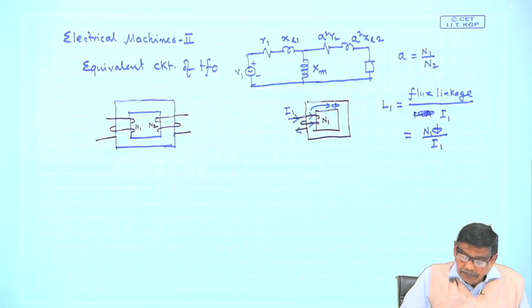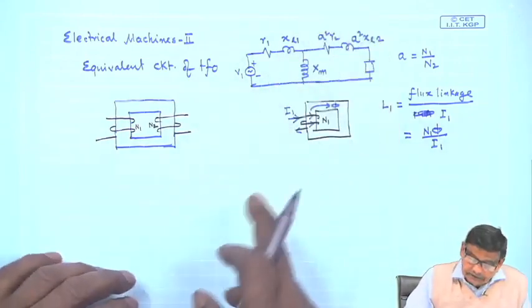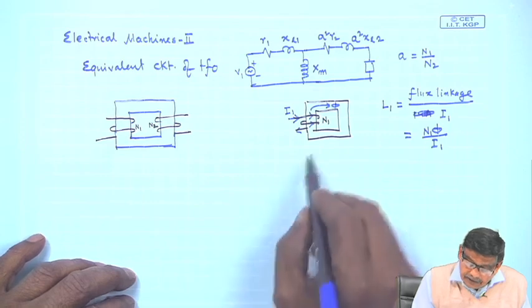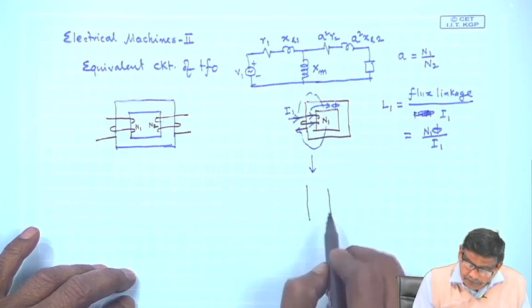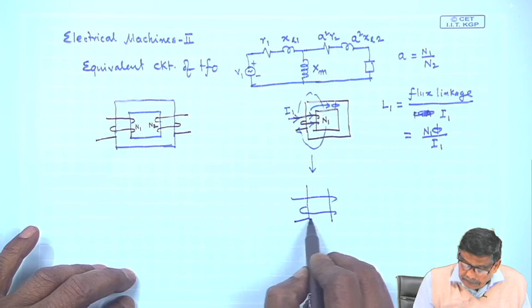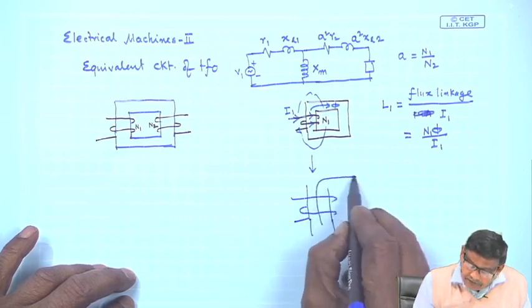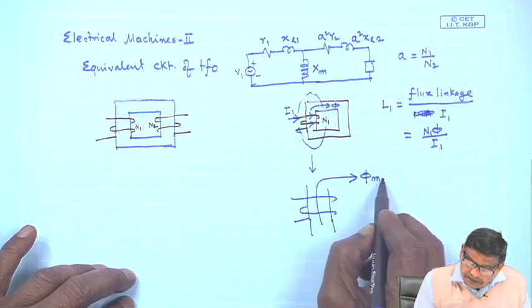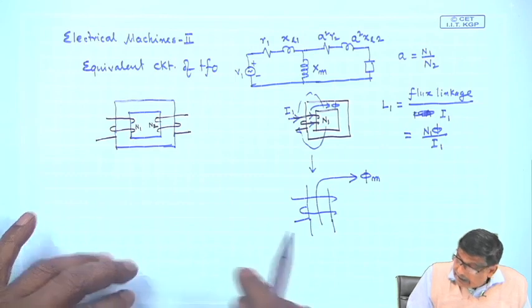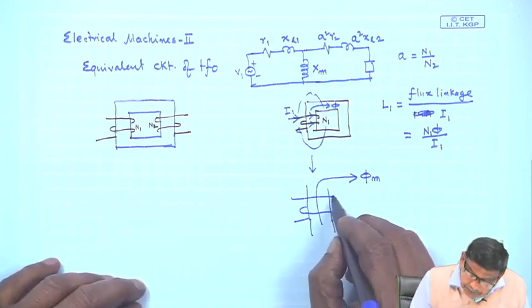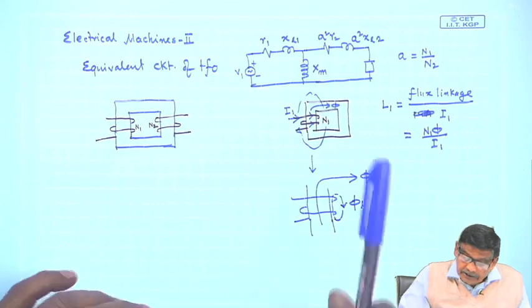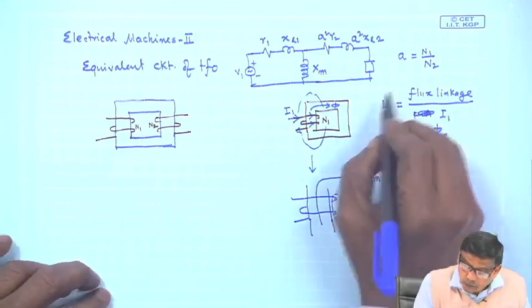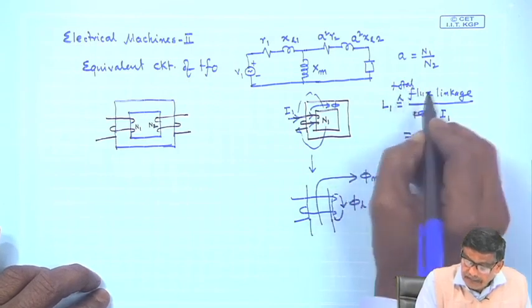Now, in a transformer, the flux which will be created when a coil carries a current, if I draw this portion in a bigger way, it will be like this. This is the core, this is the turns. There will be some flux which will be confined to the core, and that I call phi m, mutual flux, and there will be some flux lines which will complete their path through the air gap, and this is called leakage flux. But the definition of inductance says that it is the total flux linkage per unit ampere.